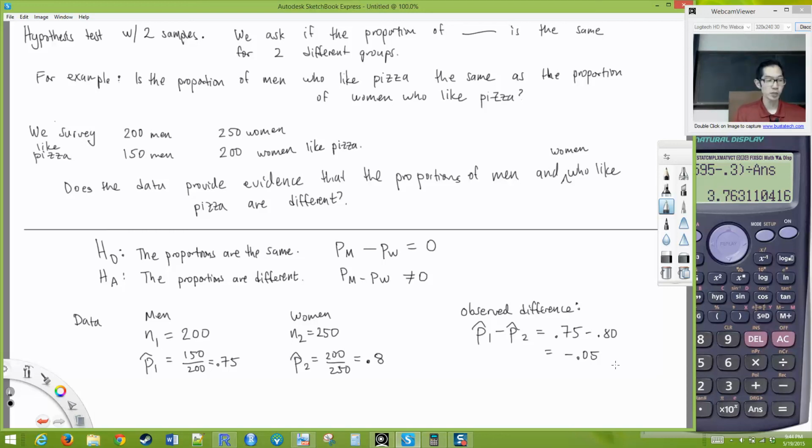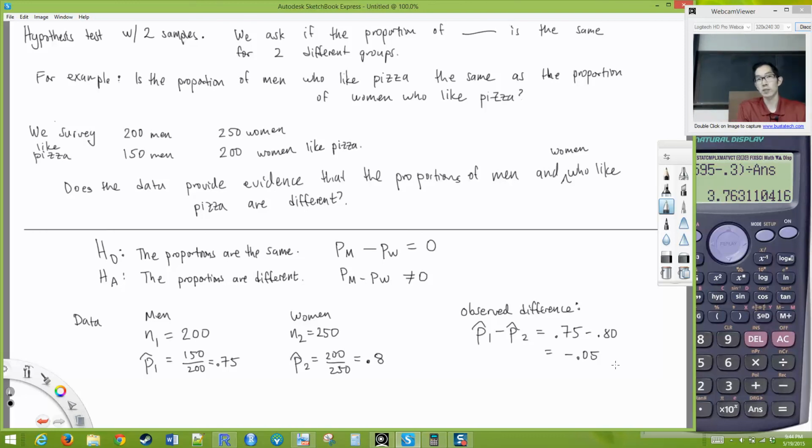And I want to know, can I generalize this to the entire population and say for all men and for all women, is the proportion that like pizza different? Or is 5% not a significant difference? That's what we're asking. Okay.